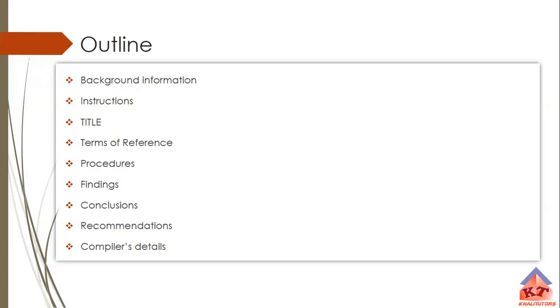We'll first discuss the title, tell you what is expected from you under that particular element, then discuss the terms of reference before moving on to discuss the procedures, then go to findings, conclusions, recommendations, and lastly discuss the compiler's details. If you follow our lessons, you should expect to score above 75%. Without wasting your time, let us look at the background information.